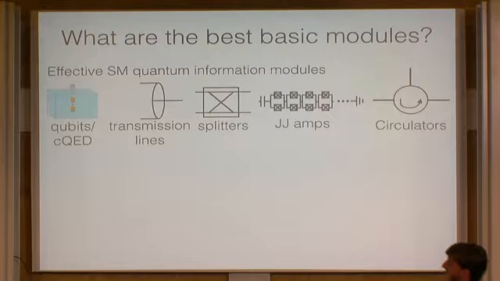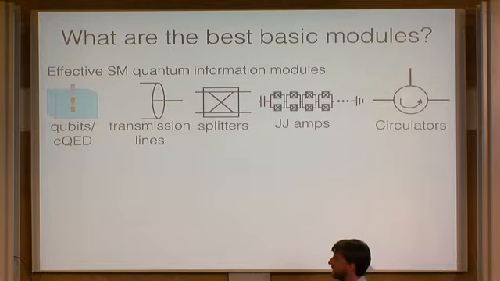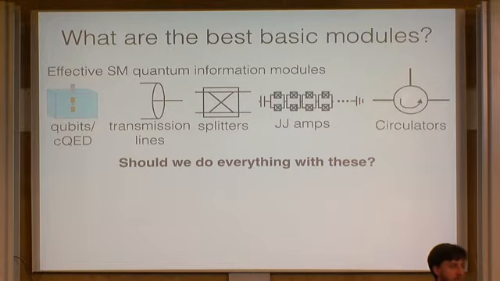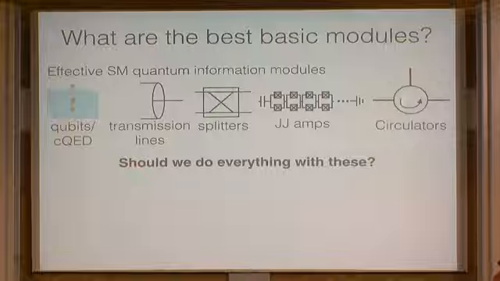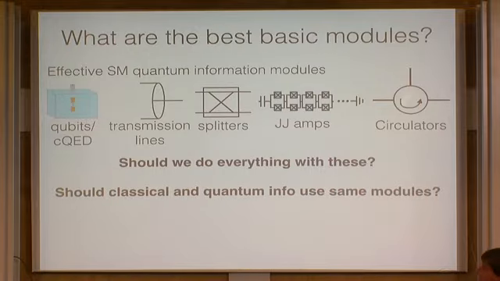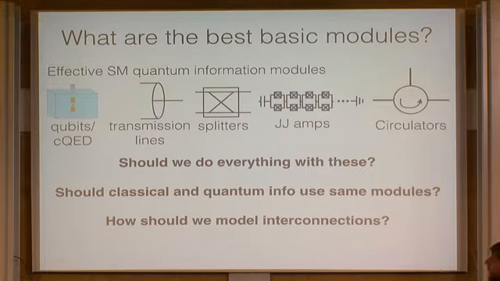And so the questions that I have, working in this field, are these really the things that we should be working with? Should we be doing everything with these things? We've done a lot with them, but is that all there is? It seems kind of restrictive just looking at it. If we're going to be doing both quantum and classical information processing cryogenically, should we be doing both types of information processing with this same set of stuff? Or should they be different? There's arguments you can make both ways.